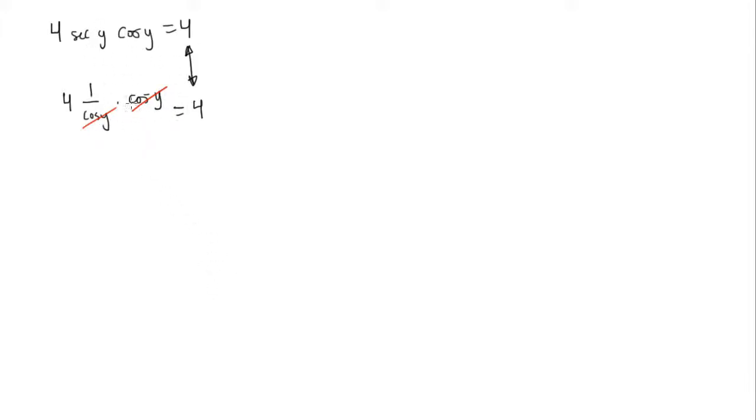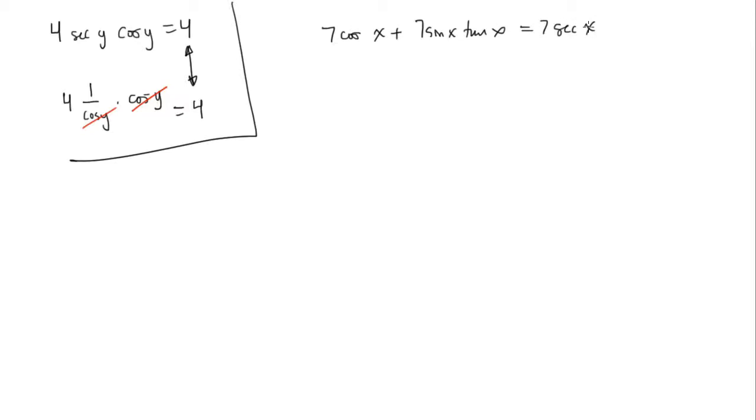Now this is a very simple one, right? Because the only trick we had to pull was to say secant is 1 over cosine. Very straightforward, but sometimes it's not quite so obvious. So let's take one that's a bit more fun. 7 cosine of x plus 7 sine x tan x. It's claimed that this is the same as 7 secant of x. This is not nearly as obvious.